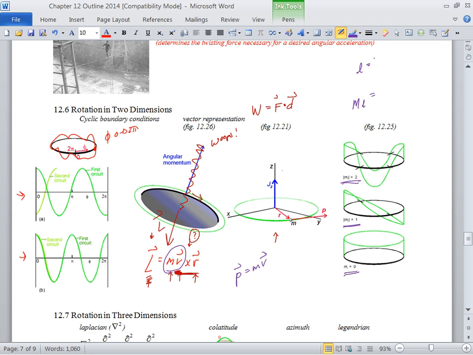Let's start with L. L went from 0, remember, 0 all the way up to n minus 1. But I don't think you need to worry about that one.